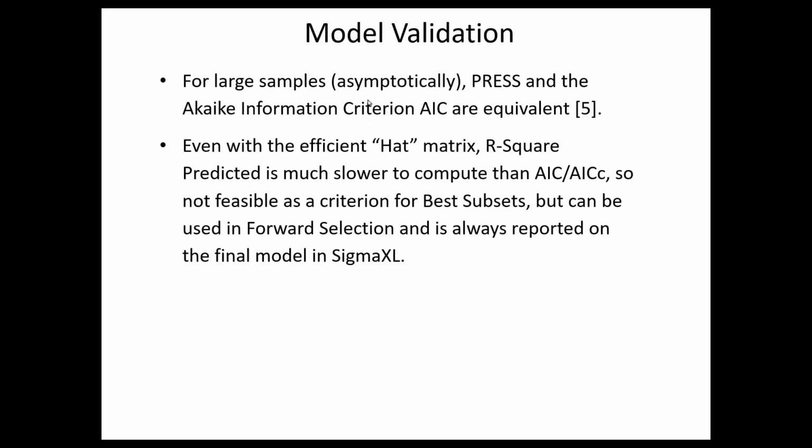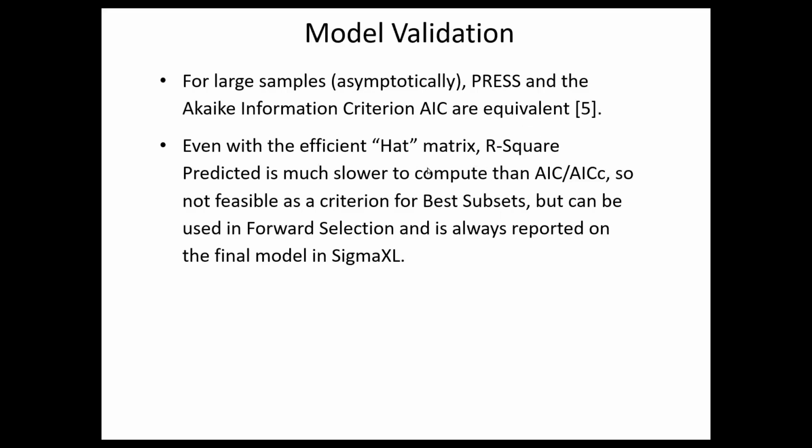Oh, and just a side note, for large samples asymptotically, PRESS and the Akaike information criterion are equivalent. So that's an interesting thing to know. At least theoretically, on a large sample basis, they are equivalent.